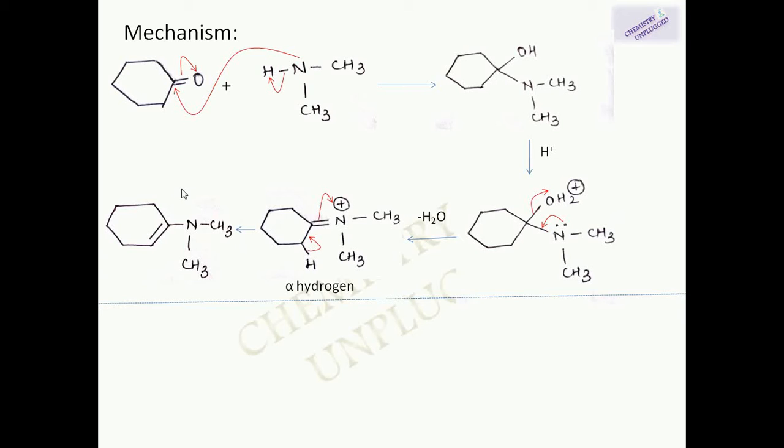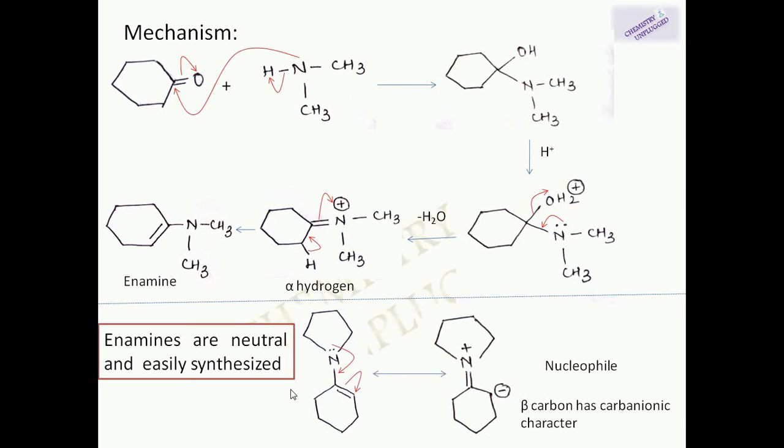Enamines are very important nucleophiles. Enamines are good nucleophiles, but enolates are better nucleophiles for alkylation of ketones, though enamines can be easily synthesized. And for the alkylation of aldehydes, enamines are preferred to enolates.